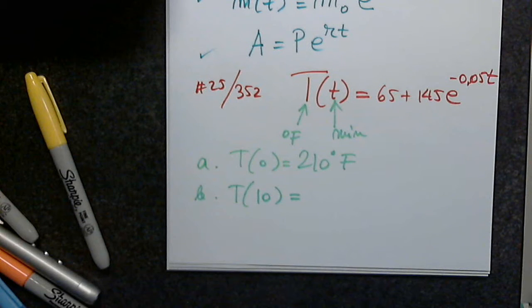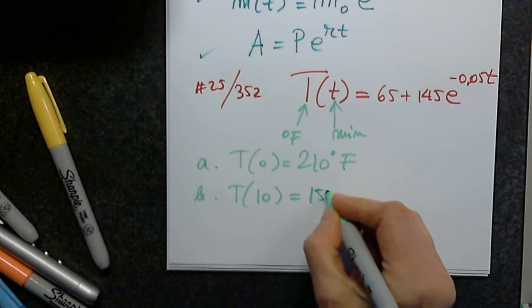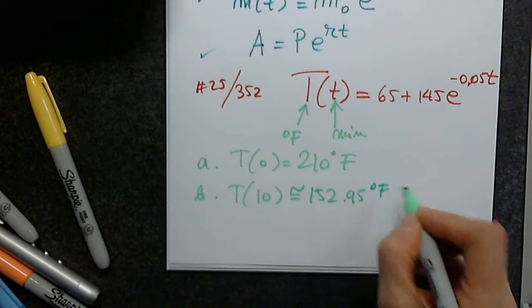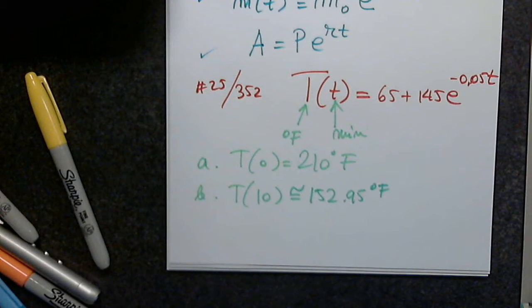And after how long will the temperature be 100? So 65 plus 145 times e, in parentheses, it's times 10, so it's negative 0.5. Close the parenthesis. That's approximately 152.95. Any problems so far? Pretty easy.